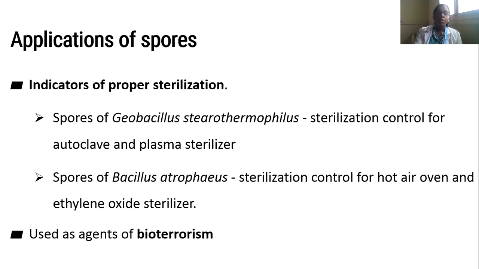The application of spores is in sterilization control indicators. In that case, we can use Geobacillus stearothermophilus and Bacillus atrophaeus. They are used in the sterilization indicators, and they are also used in bioterrorism, like Bacillus anthracis.